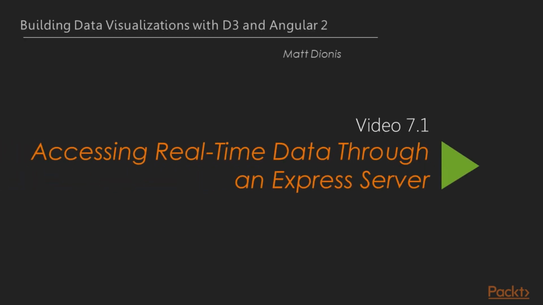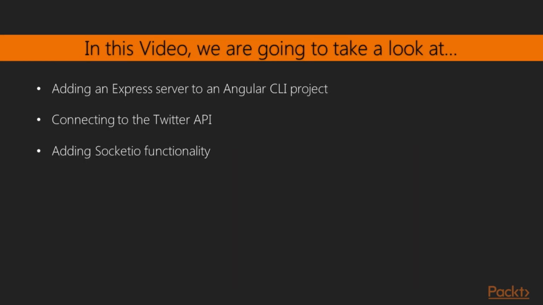In this first video, we will walk through our basic Express server. We will begin by adding a Node.js server to our Angular CLI-based app, more specifically an Express server. Next, we will learn how to connect to the Twitter streaming API to pull tweet data into our app in real time. Finally, we will add Socket.io to our app so that we can stream data from our server to our client Angular 2 app.